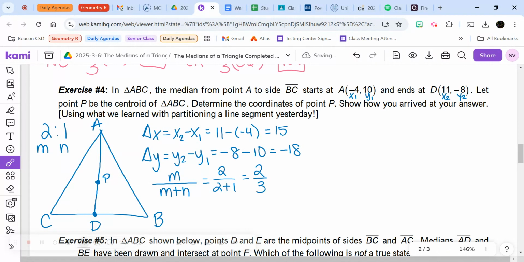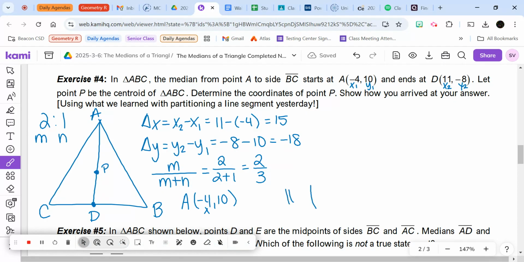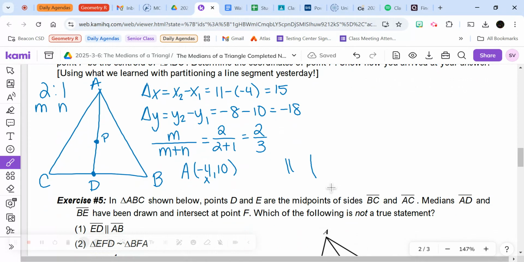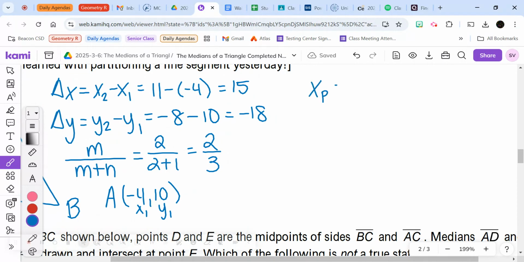So the 2/3 is my fraction, and I need to use A in my formula, which is negative 4, 10, because that's your x1, y1. That's our x1, y1. Now I'm going to find what the coordinates of xp and yp are. So we've got xp. That's the x value of the first coordinate, so negative 4, plus the fraction that we have, which is 2/3, times the change in x, which is 15.